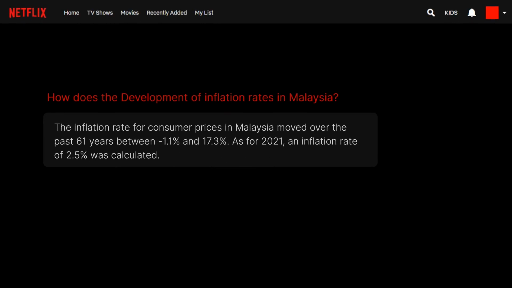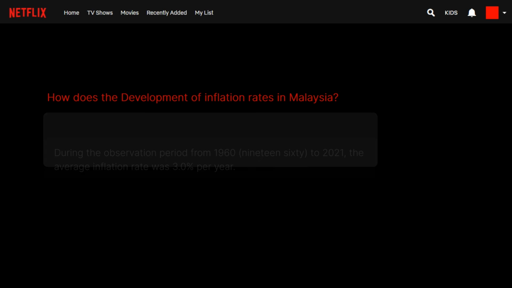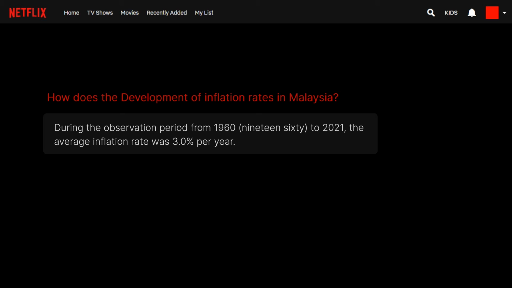How has the inflation rate developed in Malaysia? The first is that the inflation rate for consumer prices in Malaysia moved over the past 61 years between negative 1.1% and 17.3%. As for 2021, an inflation rate of 2.5% was calculated. The second is that during the observation period from 1960 to 2021, the average inflation rate was 3.0% per year.